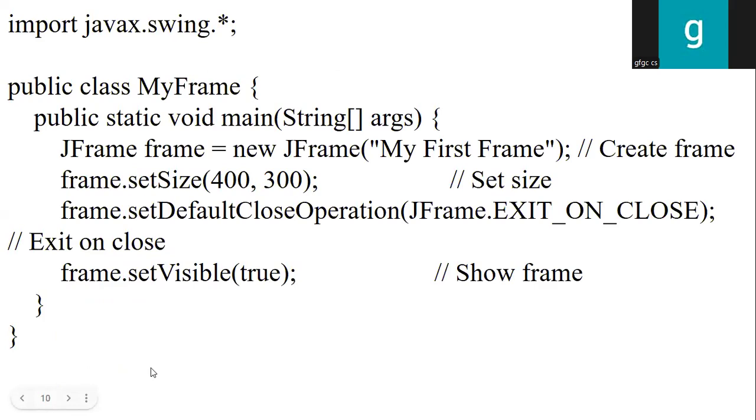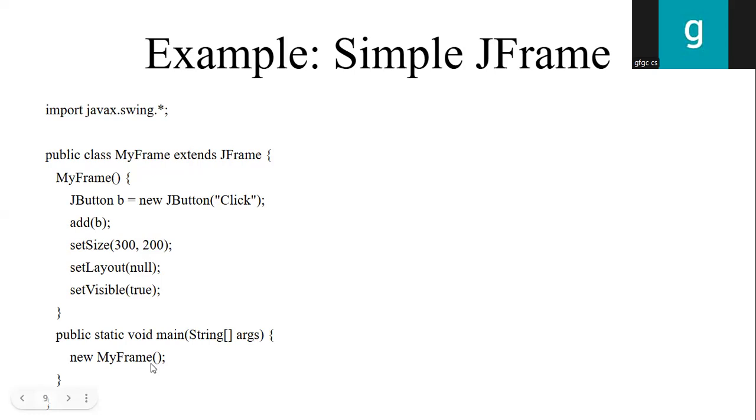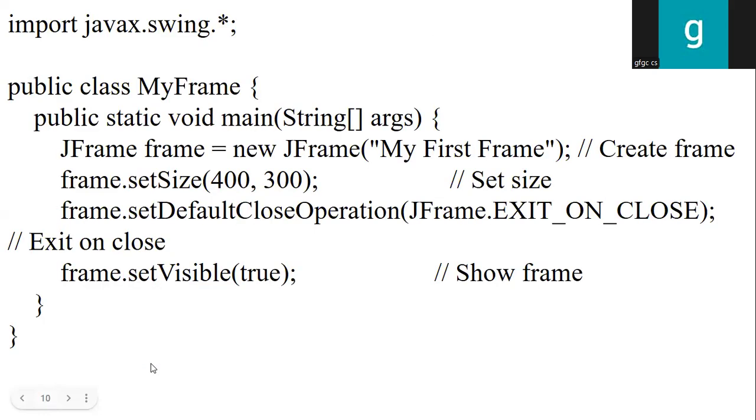Here is another program. Without extending JFrame, I have created another program. Here I just created one frame called My First Frame. Next I have set the size 400 and 300. Next, frame set default close operation, JFrame exit on close. Okay, this is set default close operation.